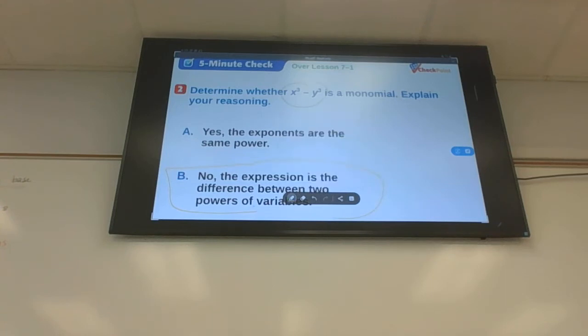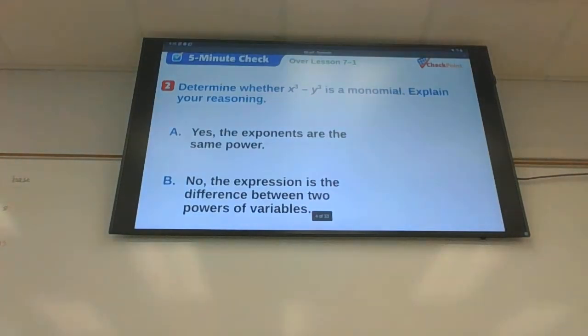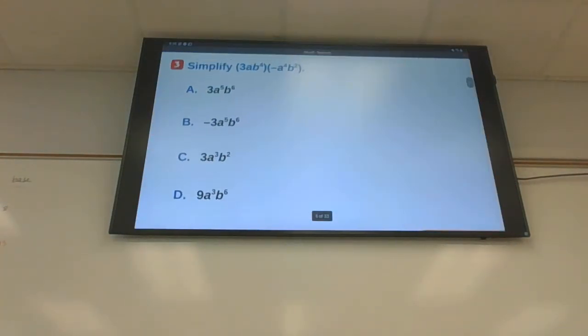What can we call this expression? There's more than one right name. Can anything be a single one? It could be called a binomial because there's two terms. Or it could be called a polynomial. Poly means many, and you can really call anything a polynomial, but specifically that's a binomial. Alright, number three. Ready, go.